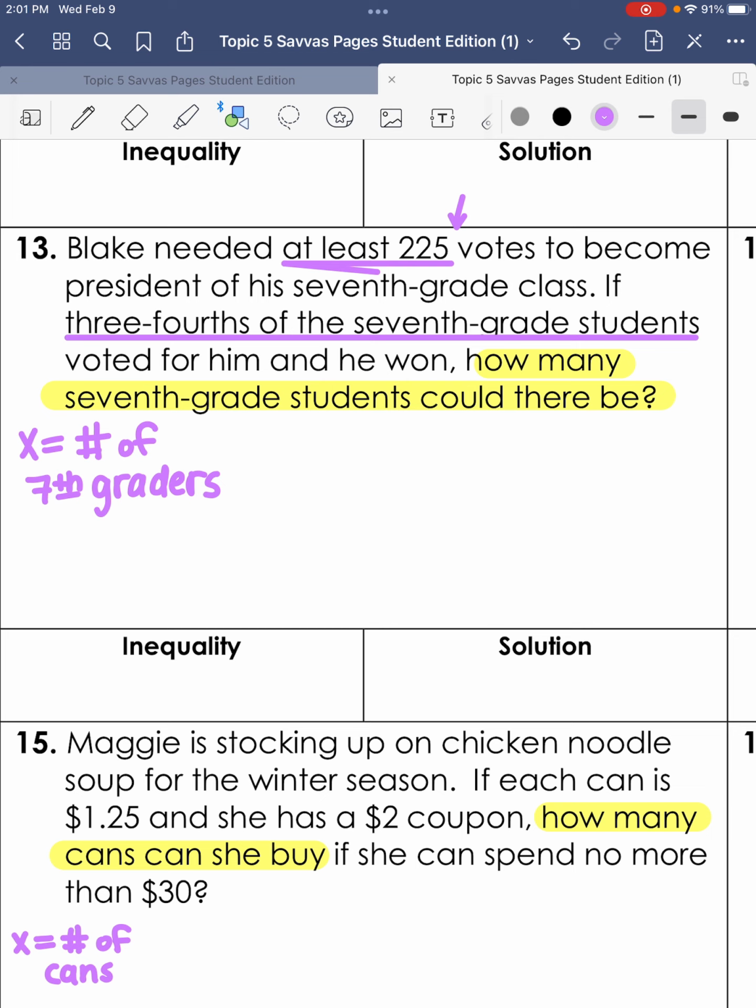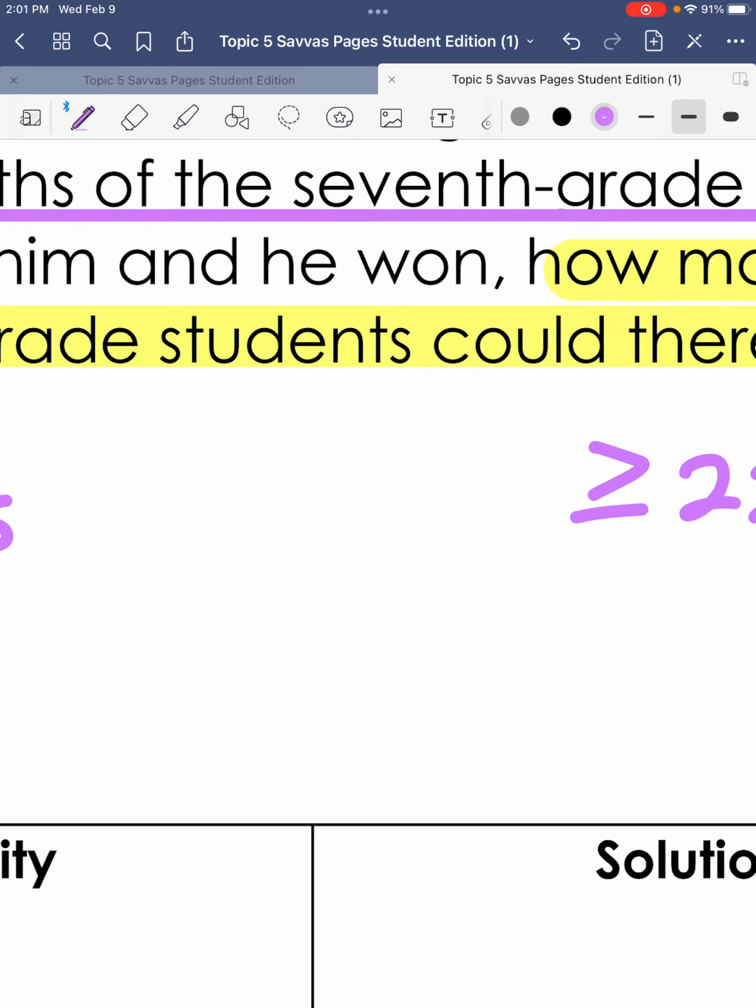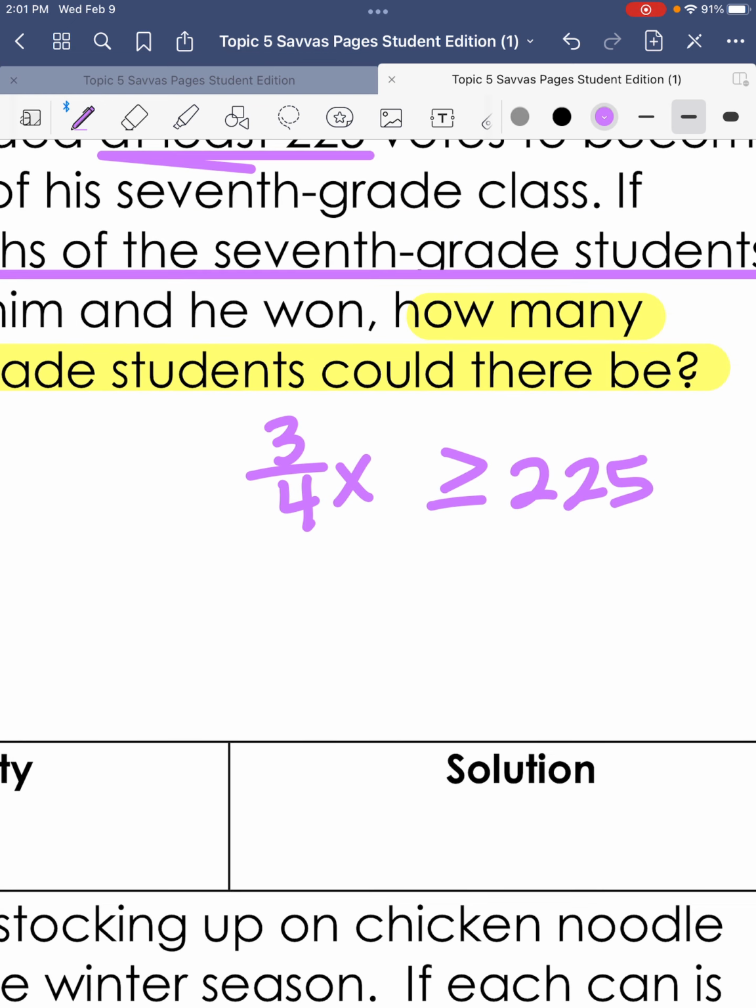Okay, so how do I represent at least? Well, at least means could be more, right? Could be exactly 225, but it could not be 220. That would be less. So I know at least is greater than or equal to. So greater than or equal to 225 is what's going to go on that side of my inequality symbol. Now on the other side over here, I need a 3/4 and I need an x. So how do I put those two together? Well, 3/4 x. So 3/4 x is greater than or equal to 225.